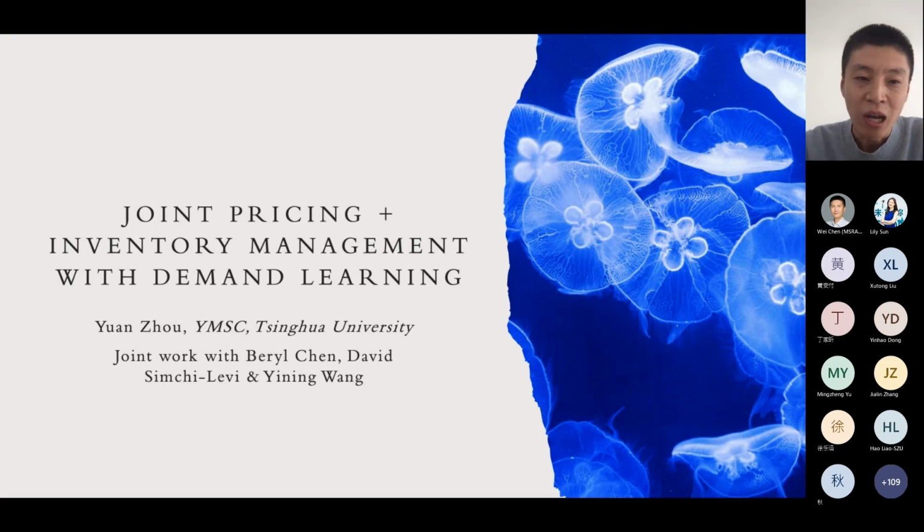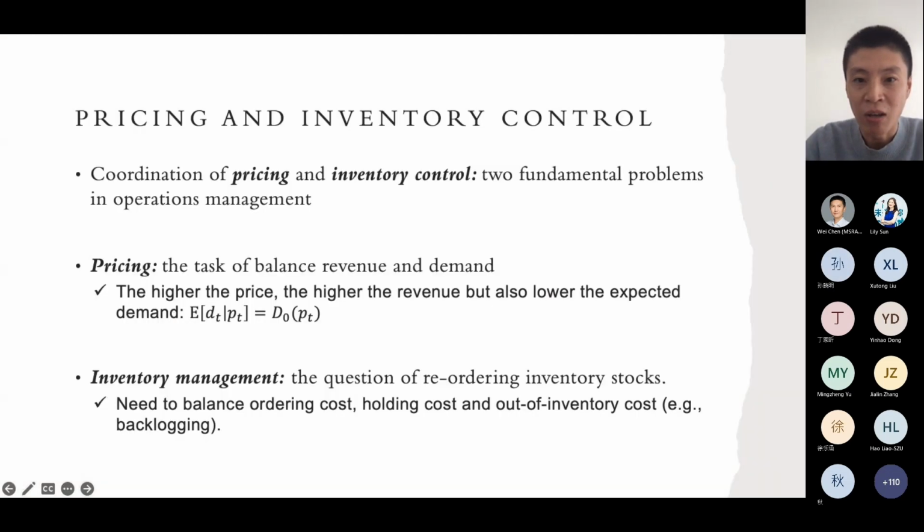By the way, this presentation is based on joint works with Barry Chen, David Simchi-Levi, and Yining Wang. Because of the time constraint, I'm going to spend most of the time on introducing the problem models, and I will also briefly talk about the technical challenges and our solutions to these problems.